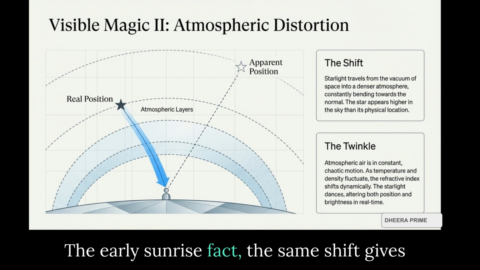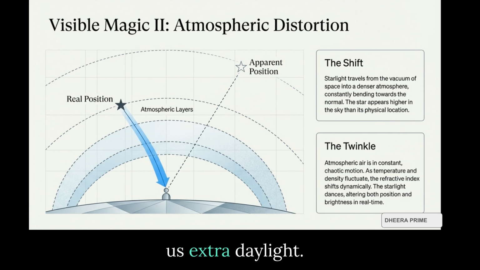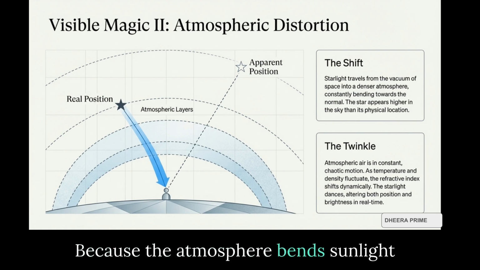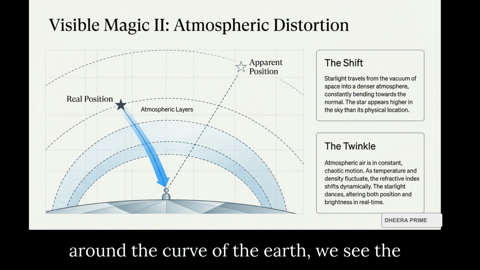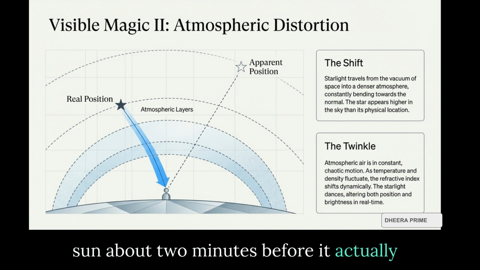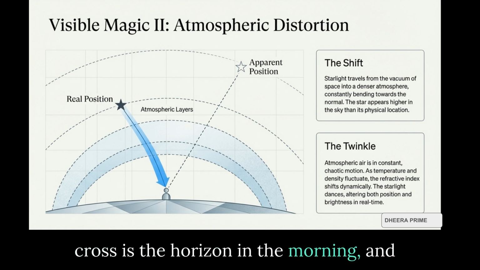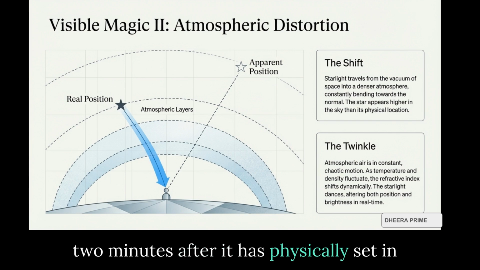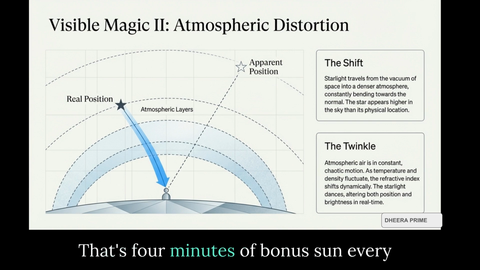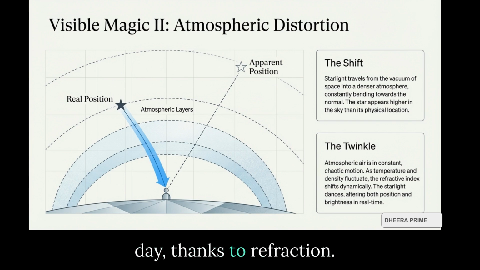The early sunrise fact: this same shift gives us extra daylight. Because the atmosphere bends sunlight around the curve of the Earth, we see the sun about 2 minutes before it actually crosses the horizon in the morning, and 2 minutes after it has physically set in the evening. That's 4 minutes of bonus sun every day, thanks to refraction.